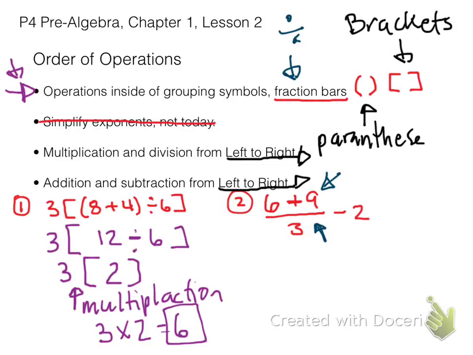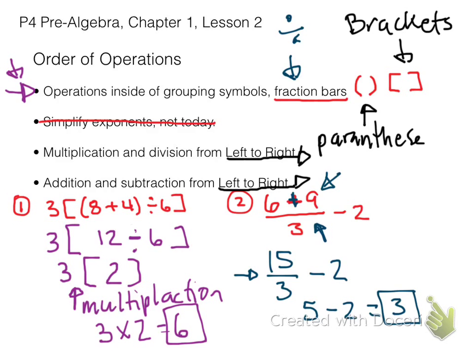The first thing we're going to do is add the 6 and the 9. Well, 6 plus 9 is 15. Now that I've simplified the top of the fraction bar, I need to do the actual division. 15 divided by 3 is 5. Now that I've simplified that, I'm going to do 5 minus 2, which is 3. Box your answers, guys.